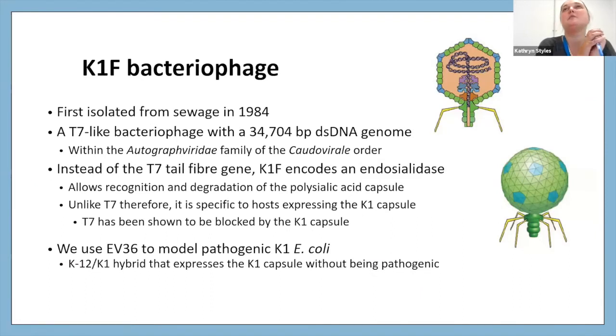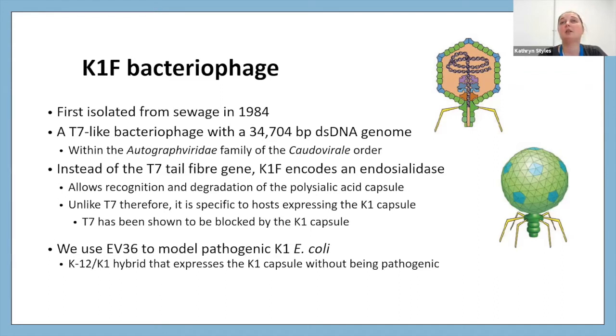We're specifically interested in K1F bacteriophage, and that was first isolated back in the 1980s, and that's a T7-like bacteriophage. But instead of having the T7 tail fiber gene, it's got a gene that encodes for an endosialidase, and that allows recognition and degradation of this polysialic acid capsule. So unlike T7, therefore, it's specific to, on the whole, pathogenic hosts, whereas T7 has been shown to be blocked by this capsule. And we've been studying this bacteriophage.